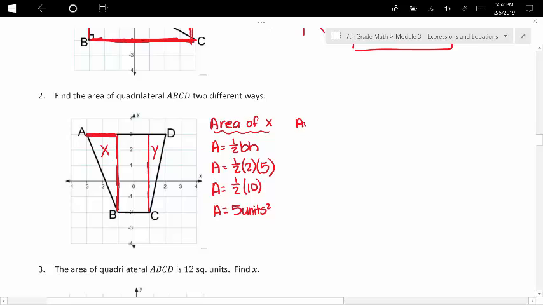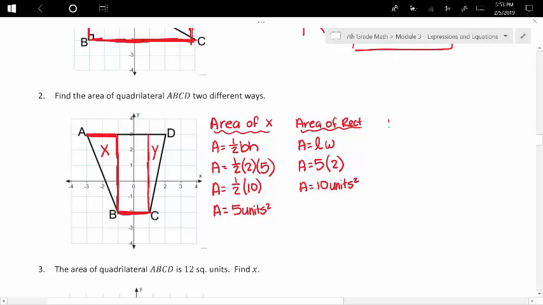Let's do the area of the rectangle. I'll abbreviate it. Area of a rectangle, A equals base times, well, let's call it length times width, as we should. Area equals length. The straight up and down, that is 5 units. And our width, right there, is 2 units. So area equals 10 units squared.